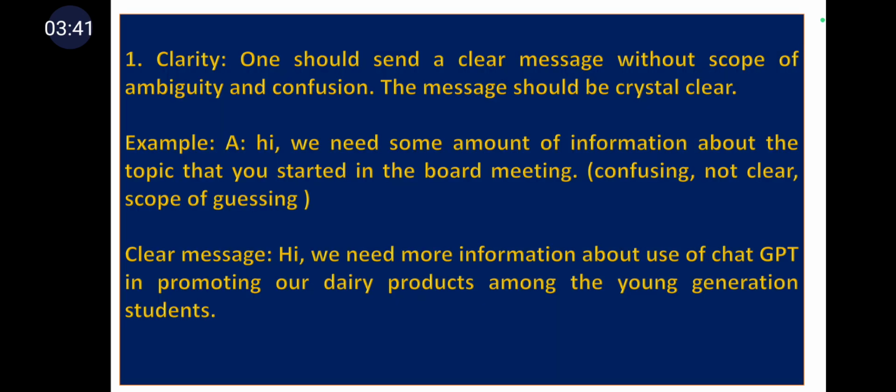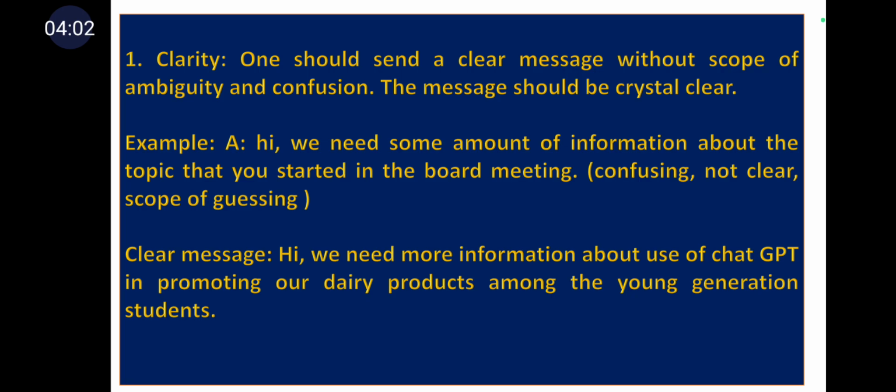So what are these 7 C's? Number one is clarity. One should send a very clear message without any scope of ambiguity or confusion. The message should be crystal clear, meaning whatever the message is, you have to convey it as it is. So this is the importance of this particular C, that is clarity.